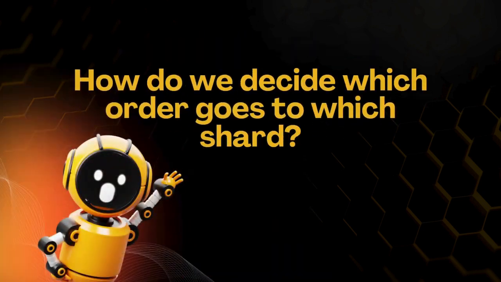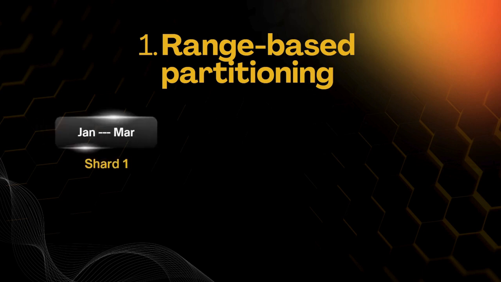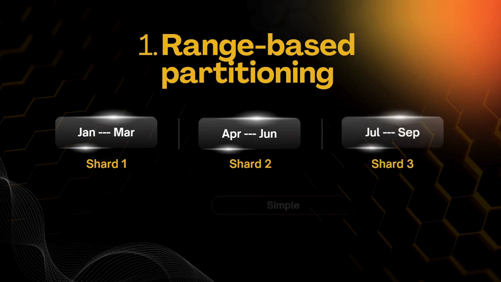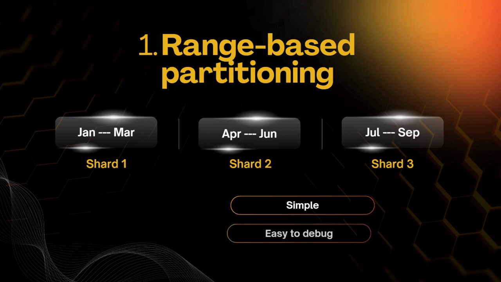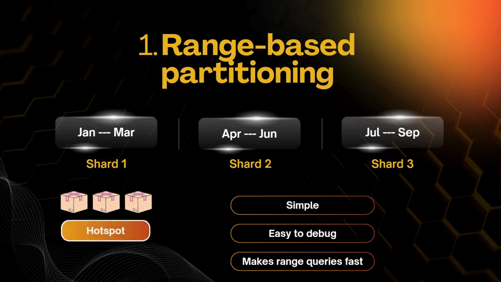Here's the real question. How do we decide which order goes to which shard? There are 2 common approaches. The first one is range-based partitioning. In range-based partitioning, we divide data based on value ranges. For example, orders from January to March go to shard 1, orders from April to June go to shard 2, and orders from July to September go to shard 3. It's simple, easy to understand, easy to debug, and makes range queries fast. But there's a problem. What if most users are placing orders this month? That shard becomes overloaded. This creates what we call a hotspot.